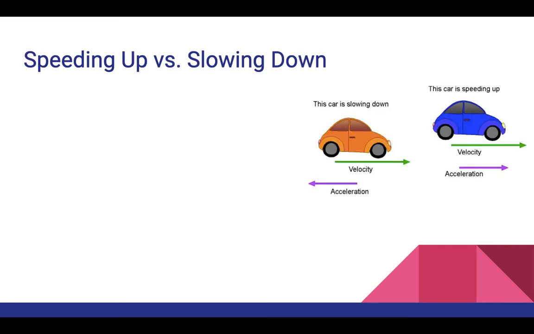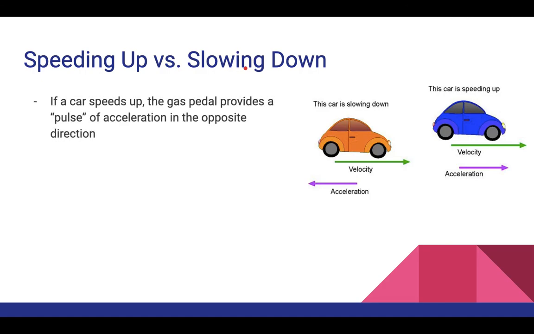Lastly, we come to our last condition. Our last thing we're interested in seeing is speeding up versus slowing down. So this is where we need to be careful with acceleration. We tend to think of acceleration as strictly going faster, but acceleration can also correspond to slowing down, since acceleration is a change in velocity, and slowing down is a change in velocity. So this is a very abstract concept.